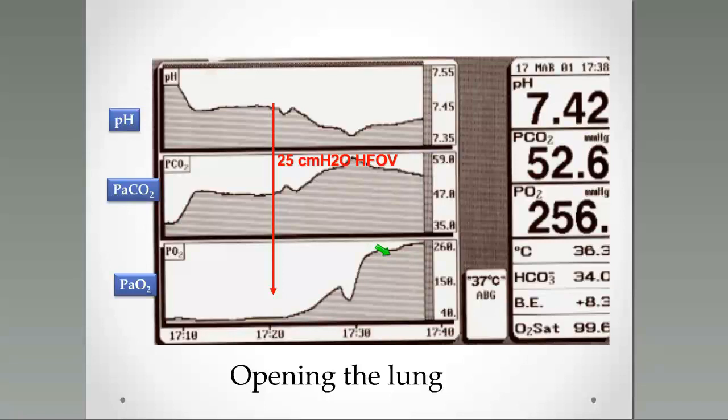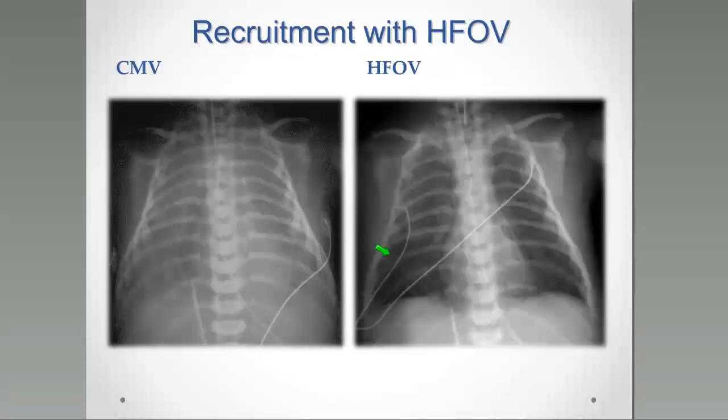So this is an example of how a baby with very severe respiratory distress responds to the opening lung strategy. This is the lung X-ray before and after high frequency ventilation, and you can see how there is some kind of overdistension of the lung. So what can we do after reaching this opening lung strategy?